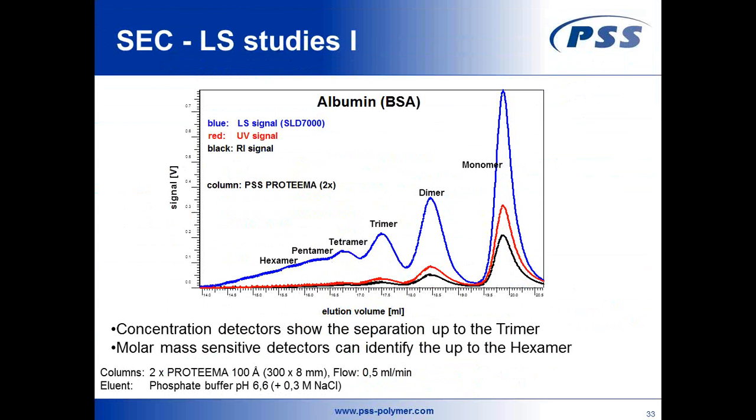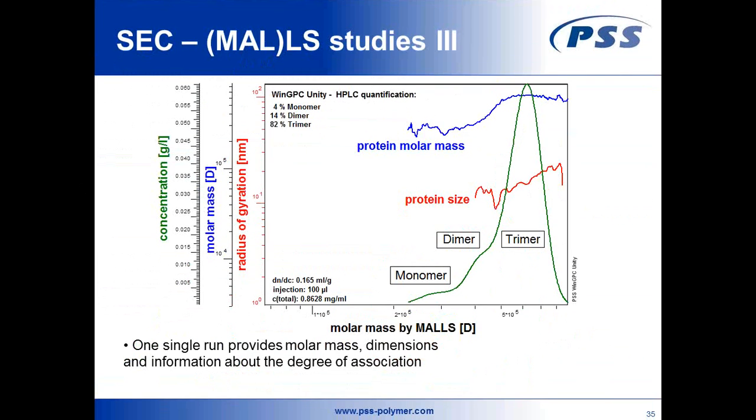So having a perfect separation by adding a couple of columns in a row, like here 2 times Protema 100 angstrom columns, and having a molar mass sensitive detector beside the concentration detector gives you a much deeper insight into your protein impurities in terms of dimers, trimers, and higher aggregation. This is the combination of light scattering and viscometry, and the light scattering detector in combination with the GPC instrumentation.